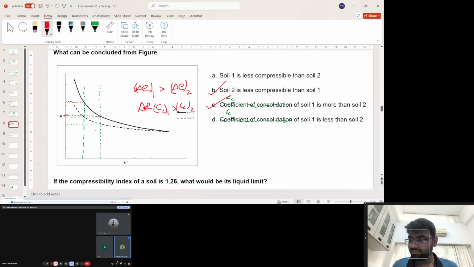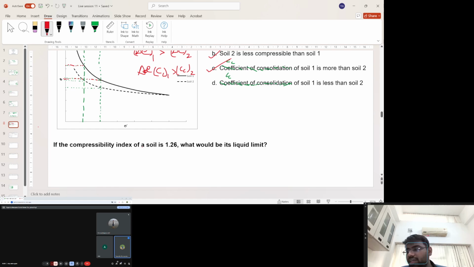No, sir. At higher stresses we cannot check, na, sir, because at lower stress it is very clear. Yeah. At higher stress, obviously it will reach its critical void ratio. So at higher stresses also, this is only the initial behavior.